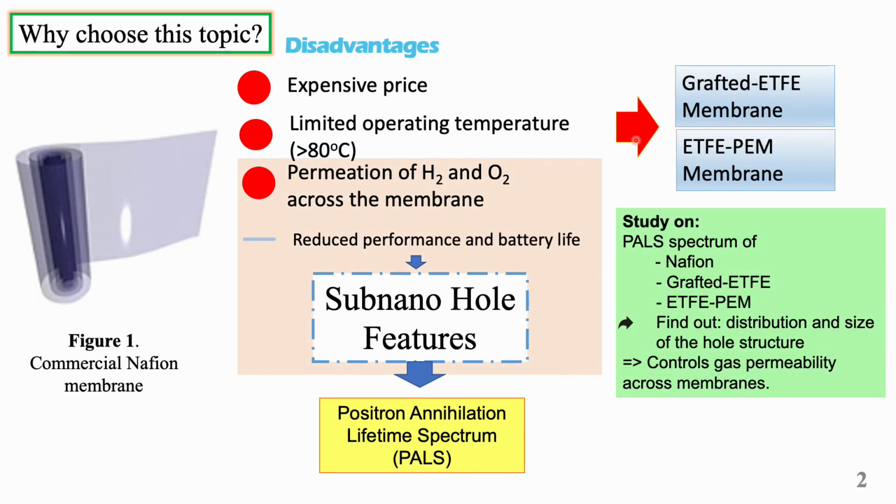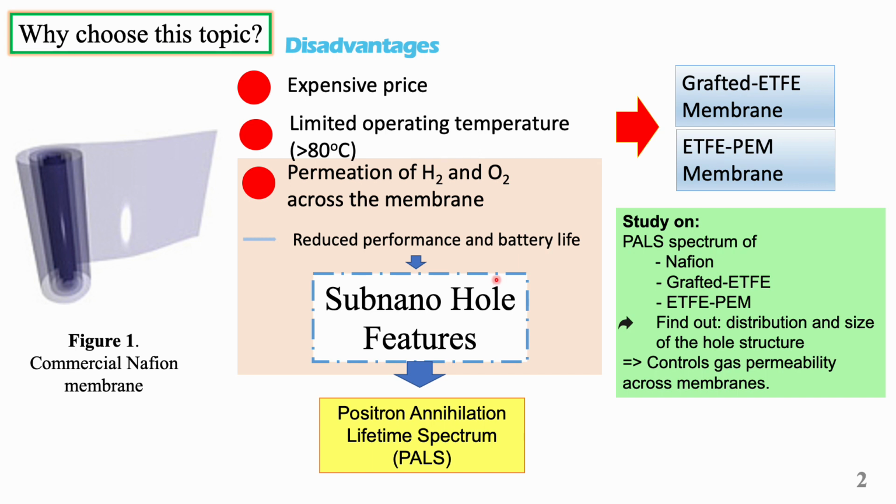Why do I choose this topic? My research topic is fuel cell. A fuel cell is a device that uses hydrogen fuel. Hydrogen has the ability to provide energy effectively without polluting the environment. Therefore, fuel cells are expected to be a safe and efficient source.